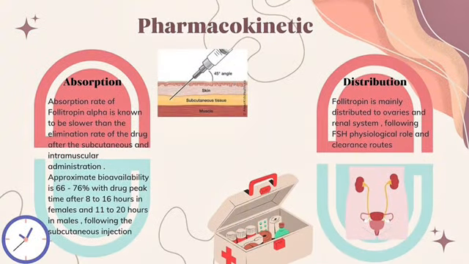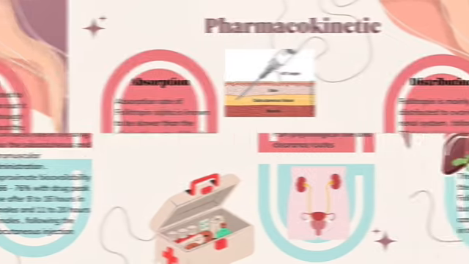Let's dive into how our body handles Follitropin. When it's given as an injection under the skin, it's absorbed fairly slowly. Its availability in the body is about 66 to 76%. It typically reaches its highest level in the blood between 8 to 16 hours in females and 11 to 20 hours in males. Once absorbed, Follitropin is distributed to the ovary and the kidney, just like normal FSH does.